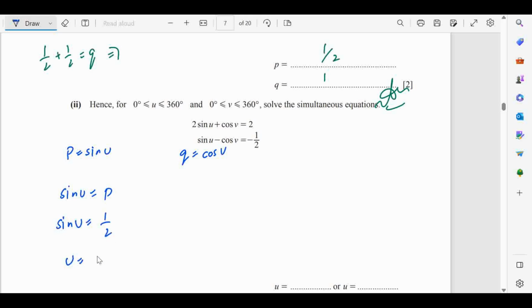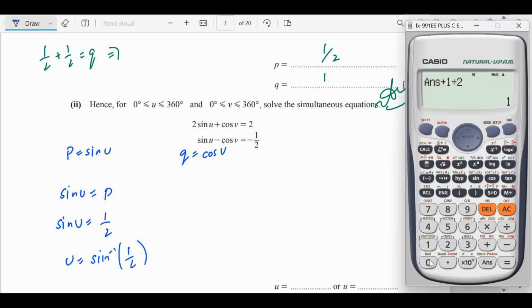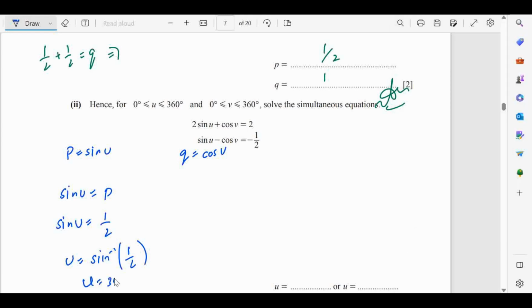So u will be equal to sine inverse of 1 by 2. So let's use the calculator. Shift sine inverse of 1 by 2. So this will be equal to 30. So u will be equal to 30 degrees. Let's find out the value of q. So q is cos of v. So cos of v is equal to q, which means cos of v is equal to 1, because q is 1.